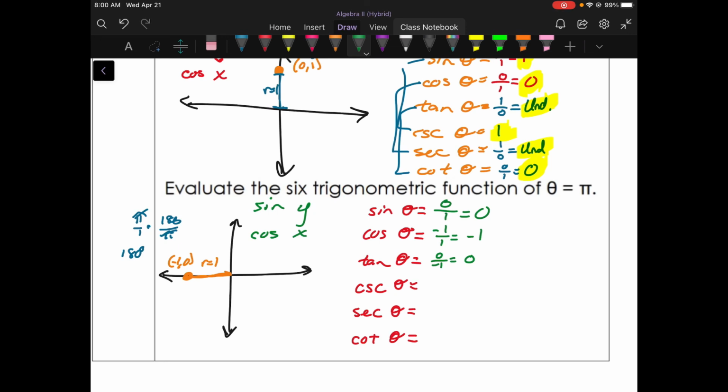And then if we find their partner functions, you take the reciprocal, so now we have 1 over 0, which is undefined. You can't do that. Secant is 1 over negative 1, which is still negative 1, so that's fine. And then cotangent would be negative 1 over 0, which again you cannot do. So here would be these 6 trig functions of 180 degrees or pi.